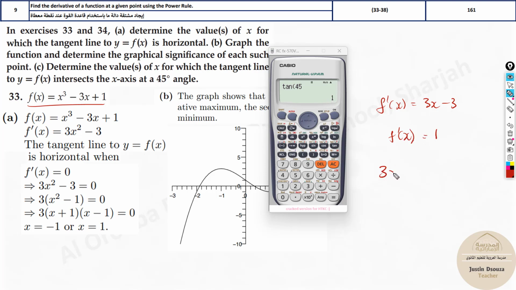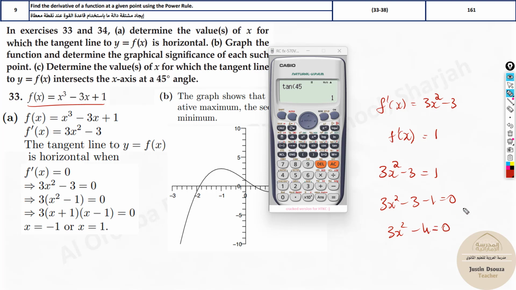So equate this, 3x minus 3 equals 1. Now you can manually solve it or directly take it to the other side. One second, I've written it wrong. It's square over here, 3x square. Okay. Now it's better to use the calculator to solve this. What you do is take this to the other side. It'll be 3x square minus 3 minus 1 equals 0. 3x square minus 4 equals 0.